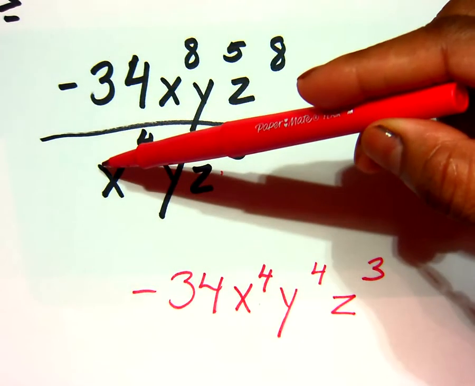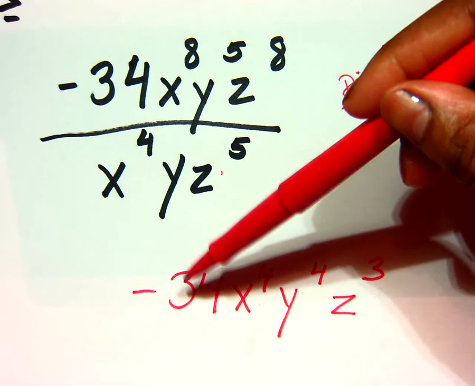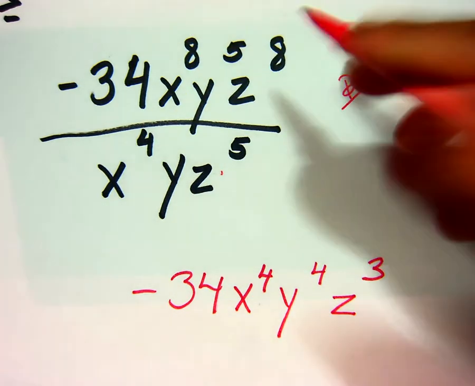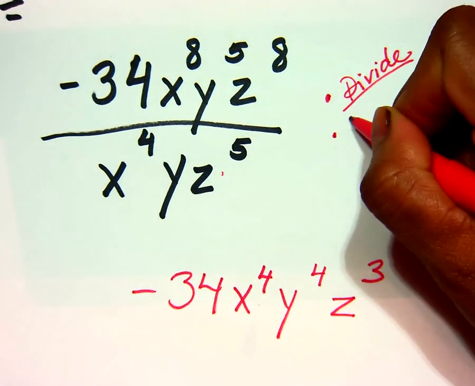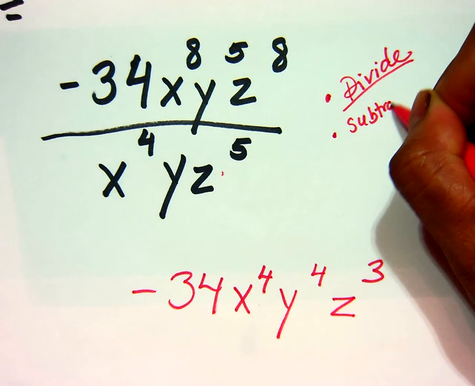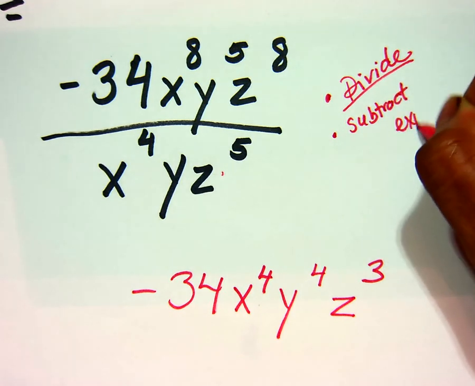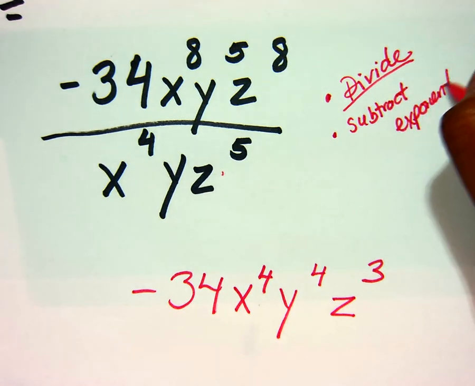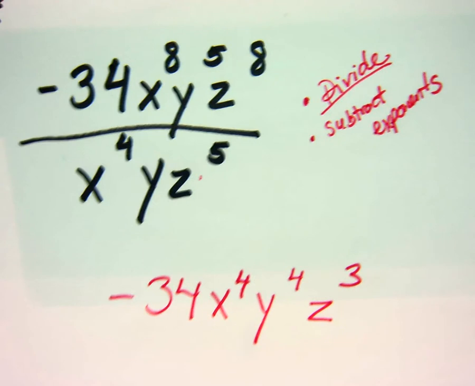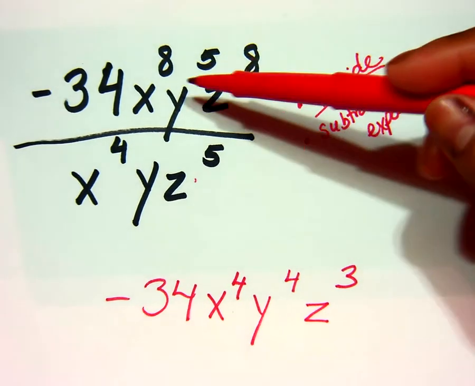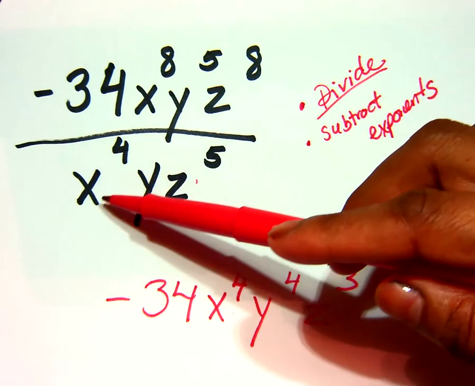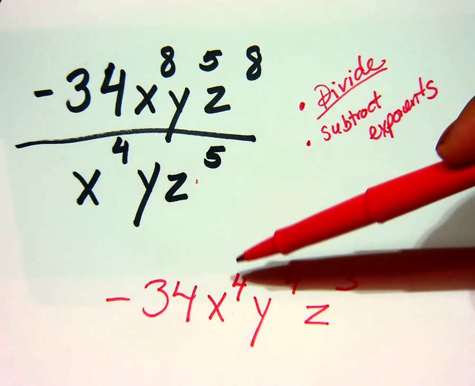So 1 goes into negative 34 times. Notice right here, you're going to subtract your exponents because you're dividing now. In the previous examples, when we were multiplying, we add the exponents. When we divide, we subtract the exponents. So 8 minus 4 gives you 4 x's, so the x4 goes on the top.